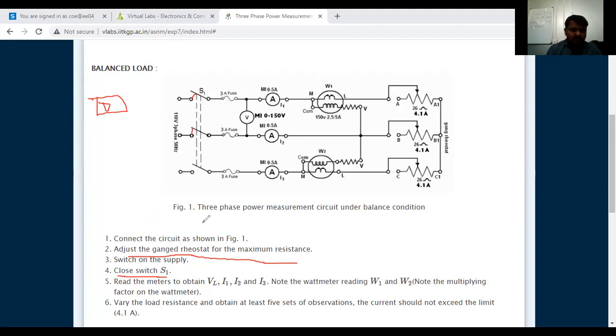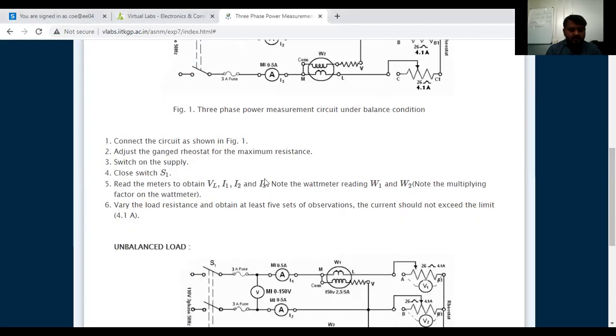Close this one. Next, read the meters to obtain the line voltage and line currents, or phase currents. These three currents are given here. Note down the readings of wattmeter 1 and wattmeter 2. You have to note down that, and the next one. Note the multiplying factor in the wattmeters also.